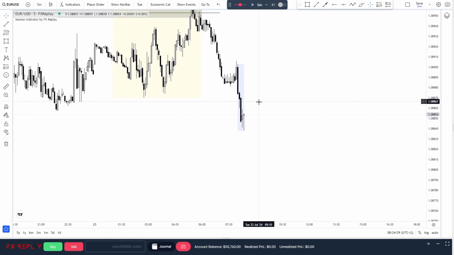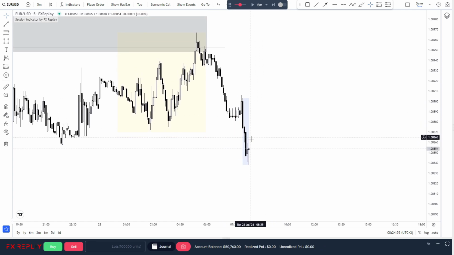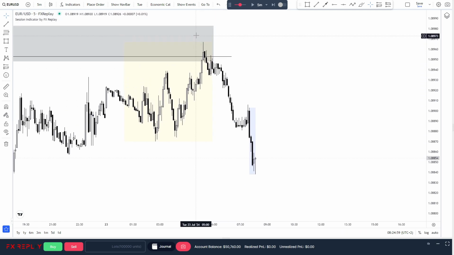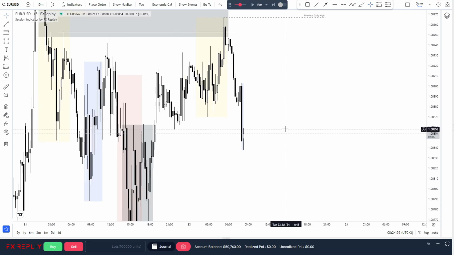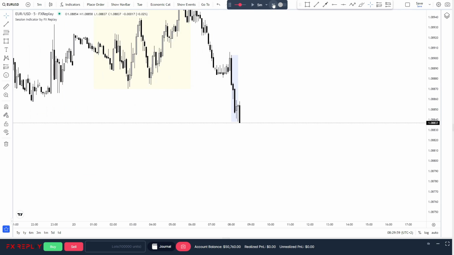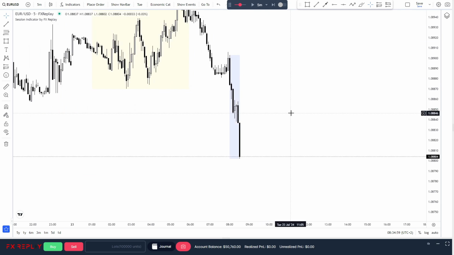Right here we can see that as soon as London opened, it started displacing lower, right? This indicated to me that price was ready to move off here, and it shouldn't go for that high anymore. So before entering, let me just play a couple candles further, right there.